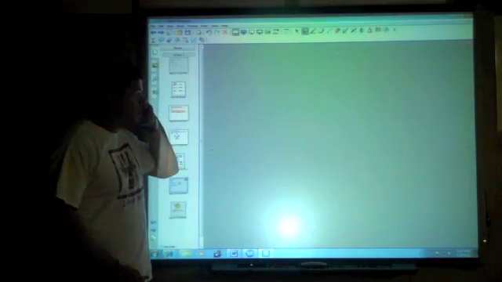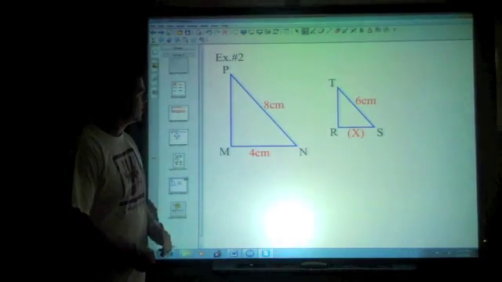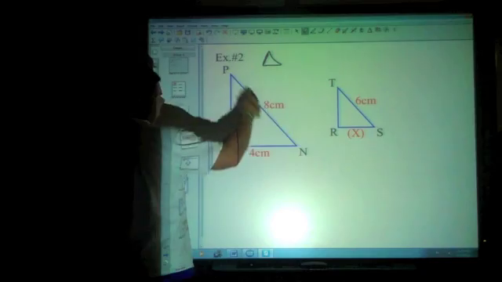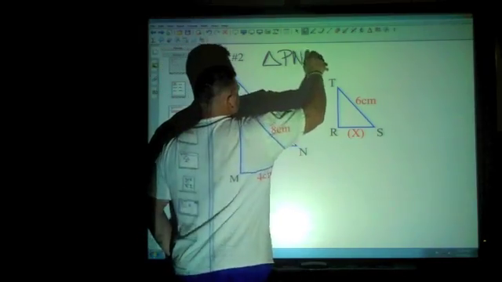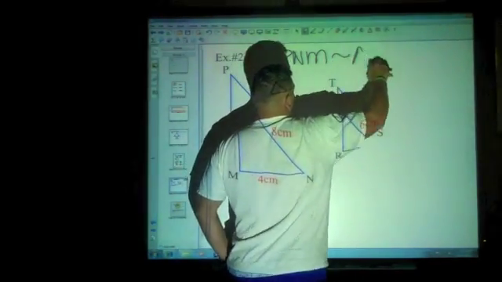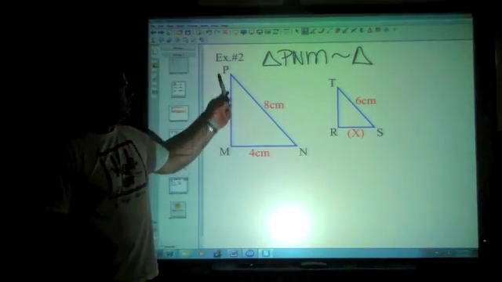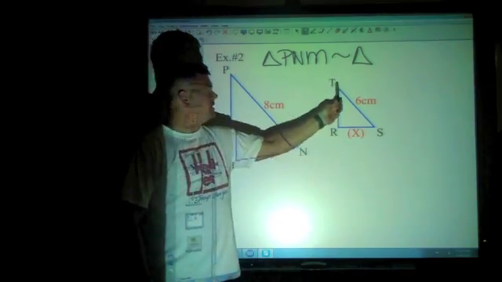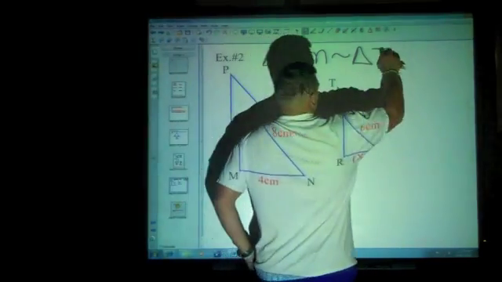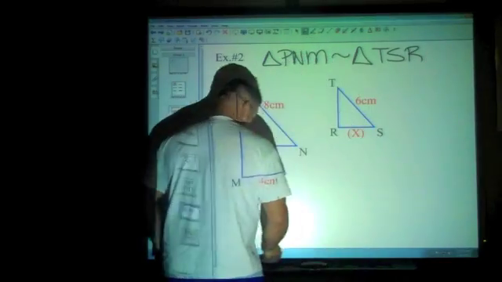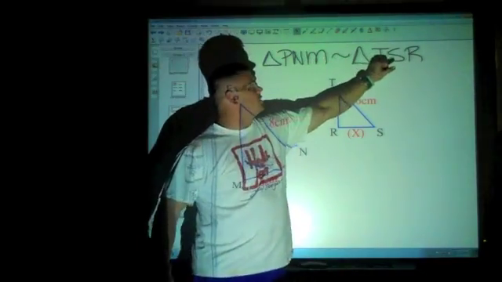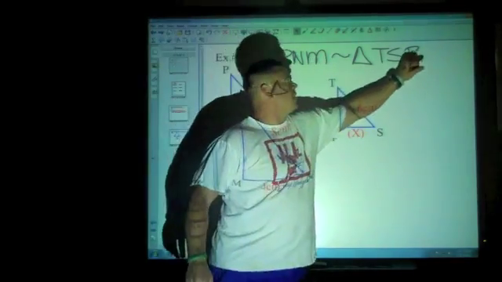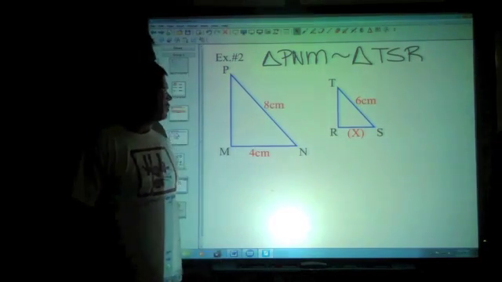We talked about similar triangles. Here's an example involving similar triangles. So I'm going to tell you right now that triangle PNM is similar to triangle TSR. Now I'm going to tell you the same order because I want all the corresponding parts of PNM to match up with TSR. Now I know that the P is in the same location as T, that N is in the same location as S, and that M is in the same location as R when I'm comparing these two triangles.